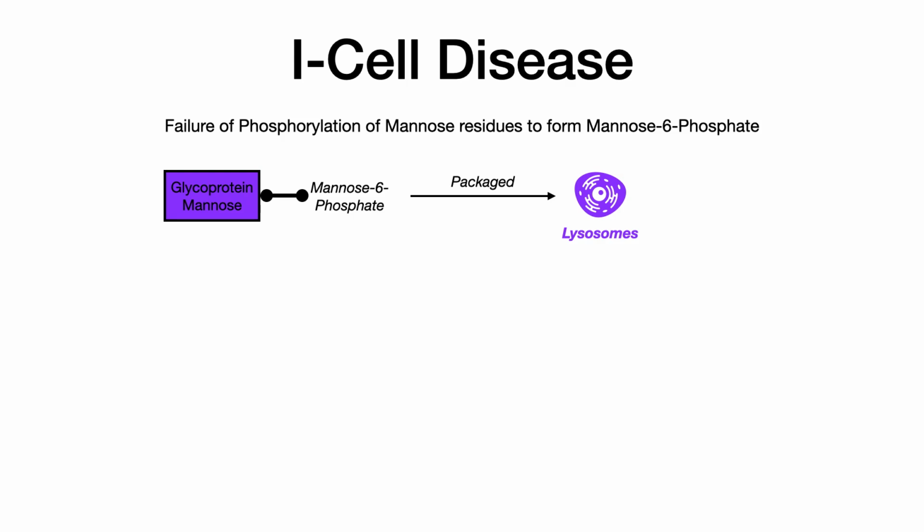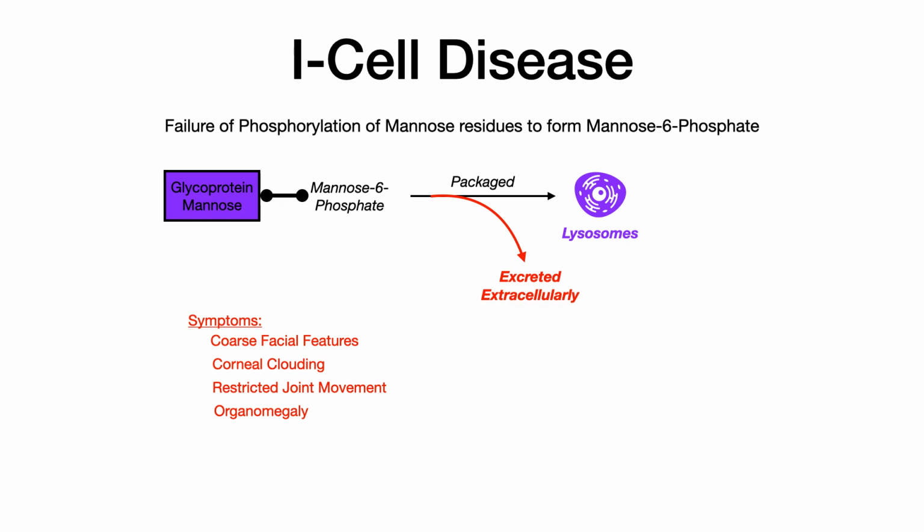However, if you don't do this correctly and there's no phosphorylation of the mannose residues, instead of these polymers being packaged into lysosomes, you now have something incorrect sitting in the Golgi or between the Golgi and the lysosome. And so what will happen here is that instead of packaging it for the lysosome, it will be excreted extracellularly.